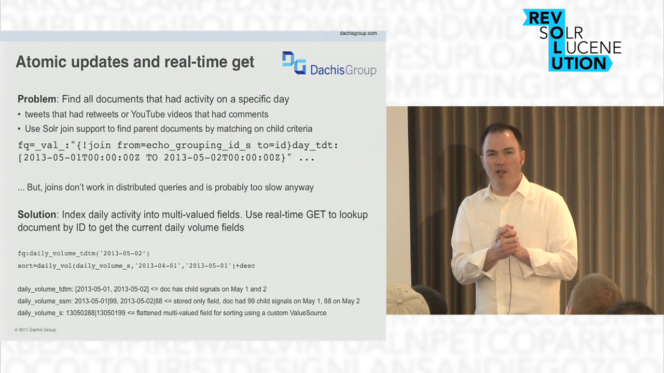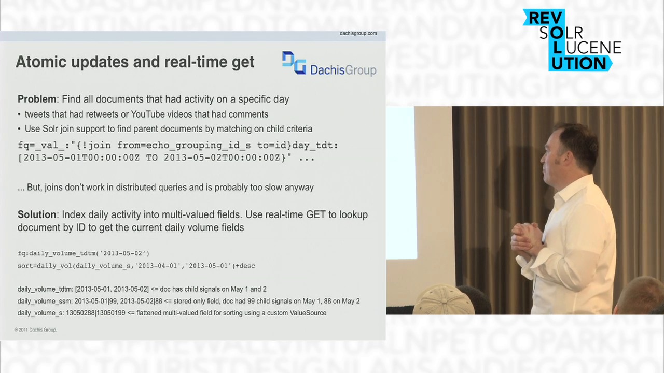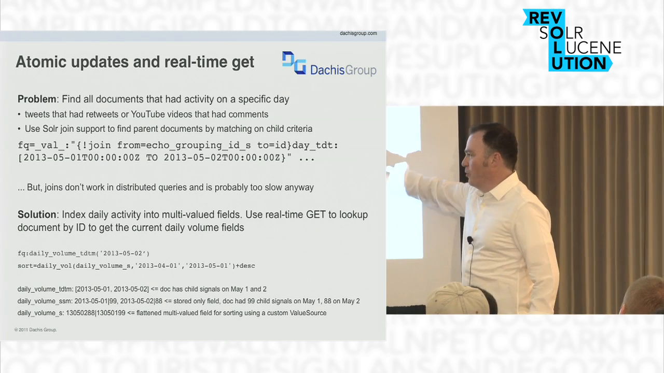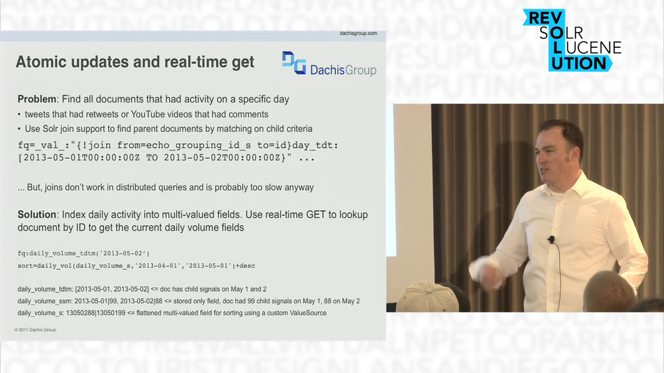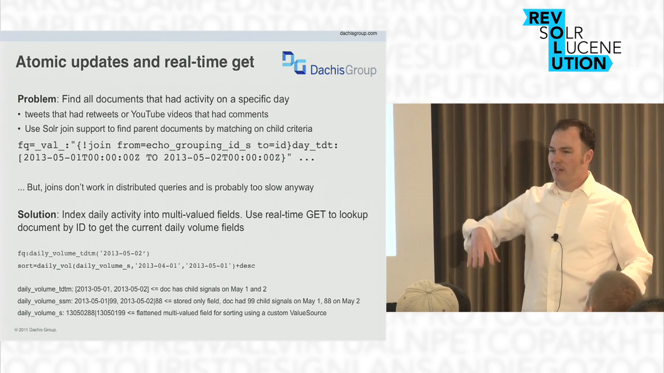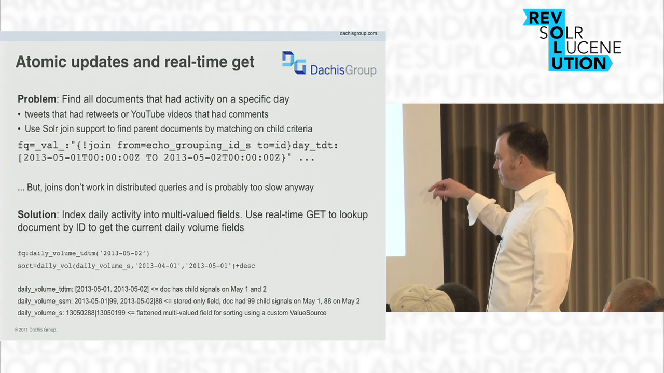So we have this parent-child relationship, and our initial reaction was great. Solr does joins, and they're designed for parent-child relationships. And the problem, though, is, of course, joins don't work in distributed mode, right? They actually can work if you do custom sharding, but you'll have to keep everything that needs to be joined in the same shard. We don't do that.